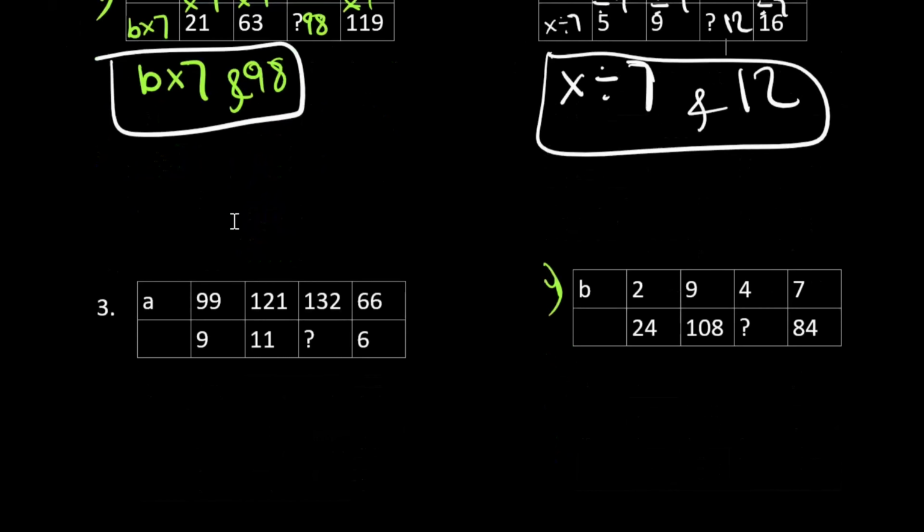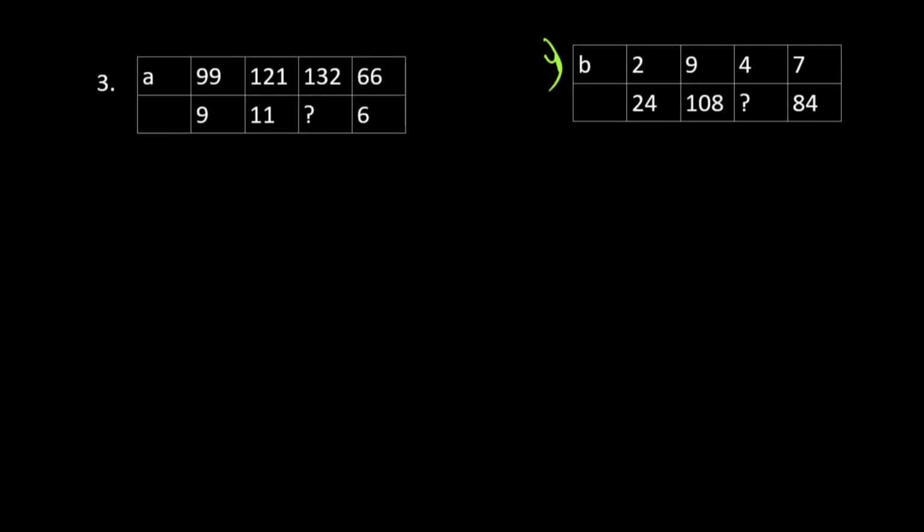Now let's do the third question. Alright, so we know that this is a division expression because the top number is greater than the bottom number. Now let's do it. 99 divided by 9 equals 11. So it looks like the top number divided by 11 will give us the bottom number. Let's check if that is true for all the other numbers in the table. So 121 divided by 11. We can just do 11 times 11 to see if it's 121.